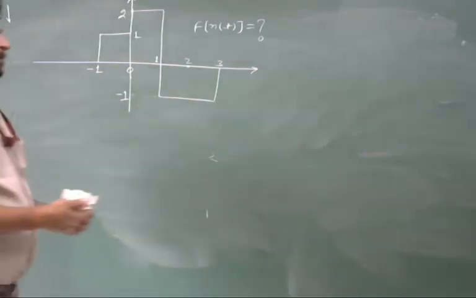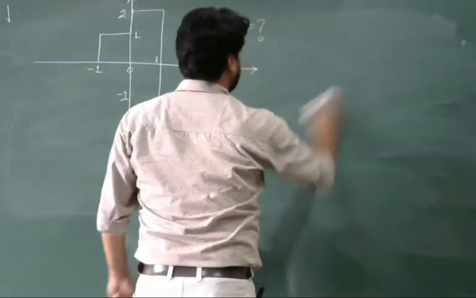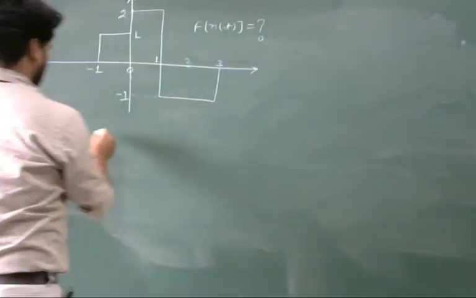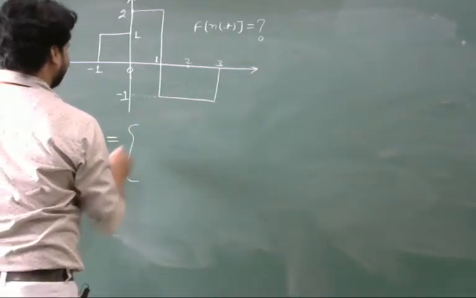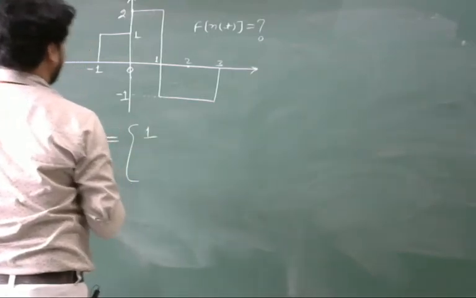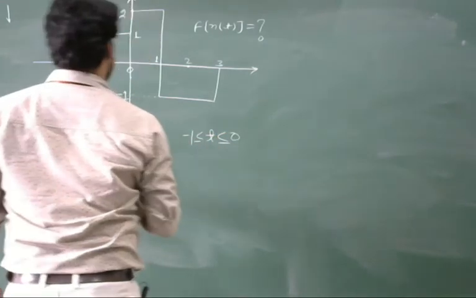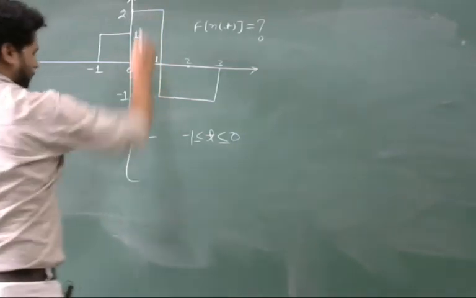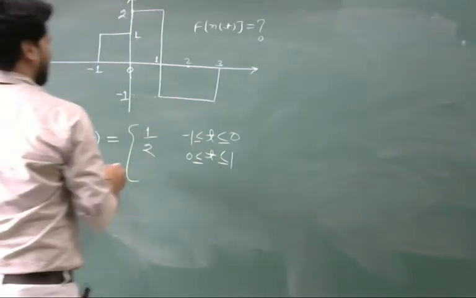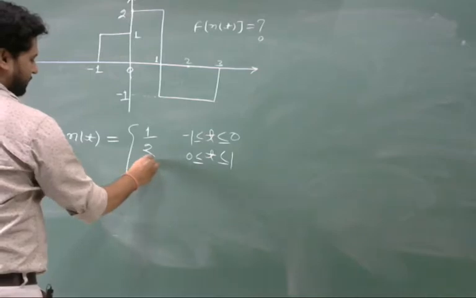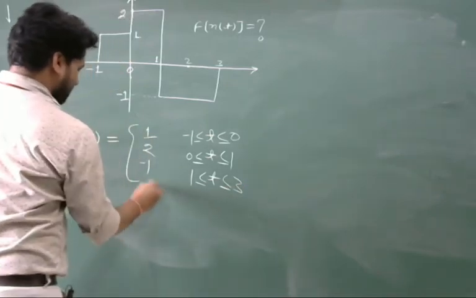Now, like the previous case, first of all, I will write the definition in the form of mathematics of this signal as xt is equal to plus 1 when t is from minus 1 to 0, and it is plus 2 when t is from 0 to plus 1, and it is minus 1 when t is from 1 to 3, and it is 0 otherwise.